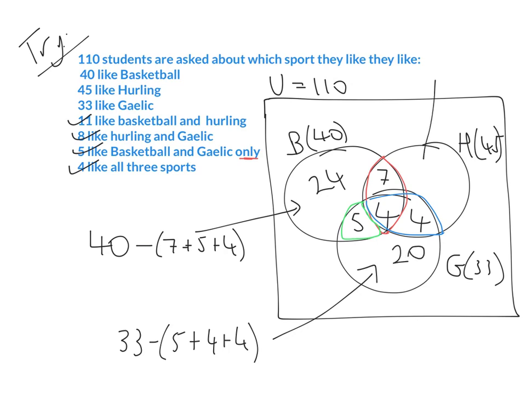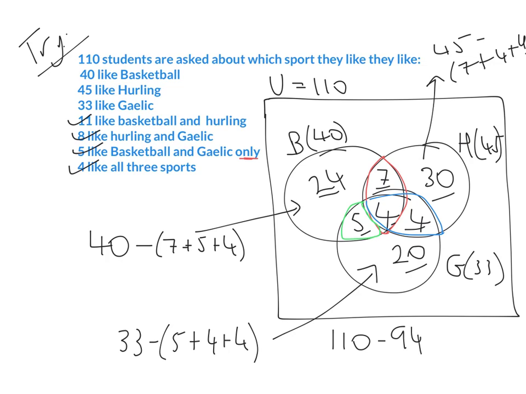And finally then we need to do our hurling one, which is 45 minus 7 plus 4 plus 4. And that's going to give me 30. Finally then we need to go and add up 24 plus 7 plus 4 plus 4 plus 5 plus 30 plus 20, and we need to subtract that away from 110. So therefore we're going to have 110 minus 94, and that gives me 16.